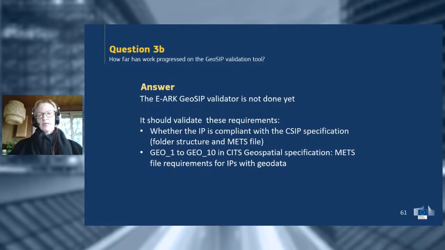First of all, whether the information package is compliant with the common specification for information packages, and that is primarily the outer folder structure of the information package, and that METS files exist and look like they are required to look like. And the GeoSIP validator should also validate requirements from the CIS geospatial specification, the Geo1 to Geo10. And those are primarily requirements for the METS file. How do you structure the METS file? What vocabularies do you use to fill in values and so on? And I will go into a bit more detail about that now. Next slide.